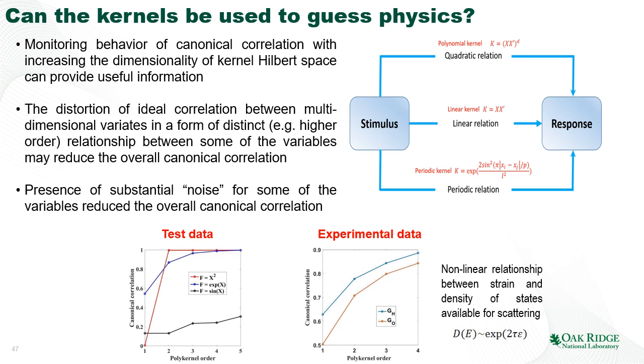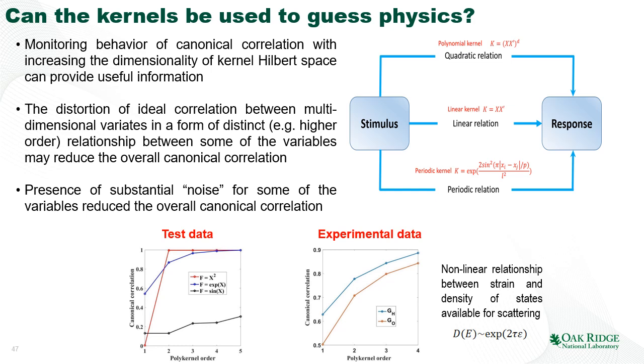At the same time, if we use the exponential or sinusoidal kernels, then our correlation is clearly very low. The parabola, exponent and sine are very different functions, and you see that sine works particularly badly. Okay, this is the behavior for test data. This is how we apply it to the experimental data.